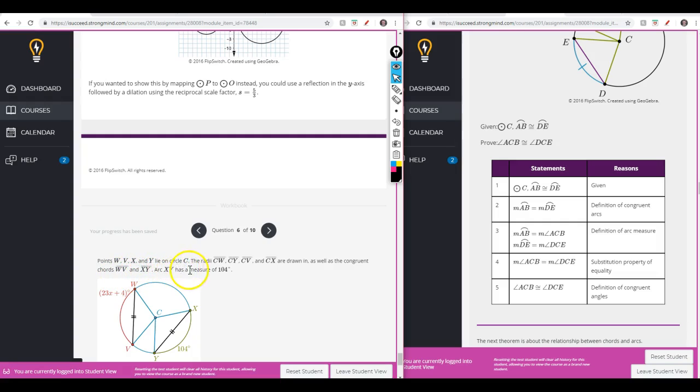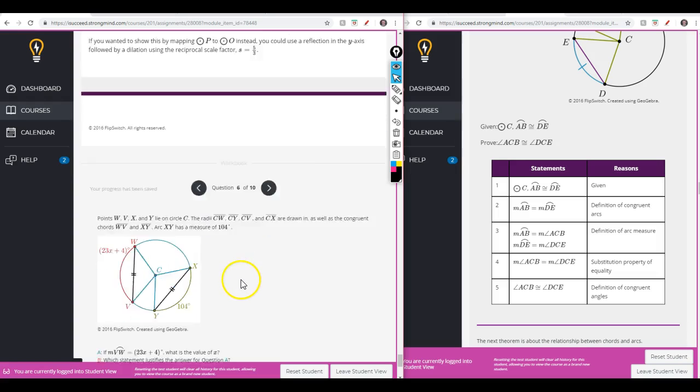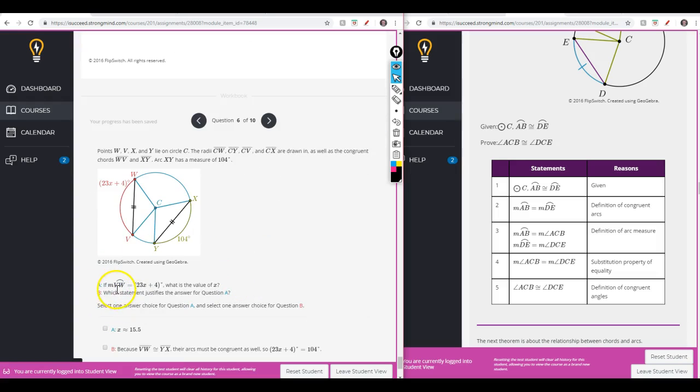Arc XY has a measure of 104 degrees. Measure of arc VW is equal to 23x plus 4 degrees. What is the value of x? Which statement justifies the answer for question A?